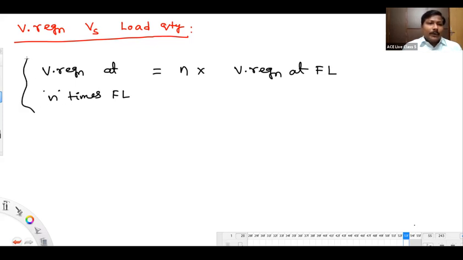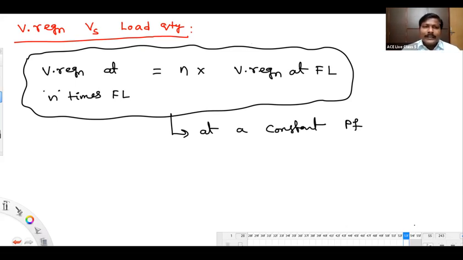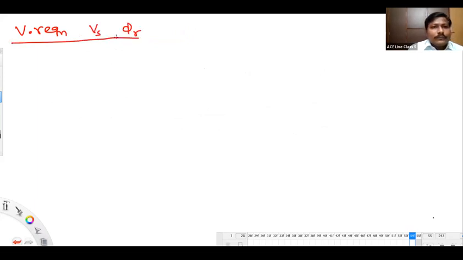This is at a given power factor. You can say this is for a constant power factor. So I think you're getting this, voltage regulation versus load quantity. But the more important one will be voltage regulation versus power factor angle. The power factor angle is more important for us. So in the next slide, I'm showing voltage regulation versus power factor angle.